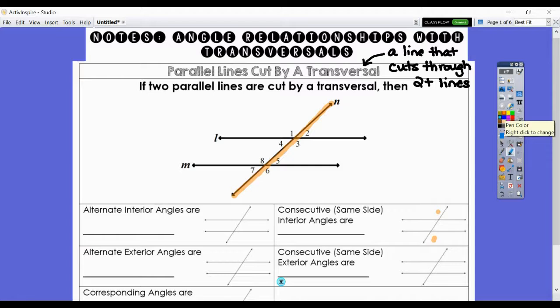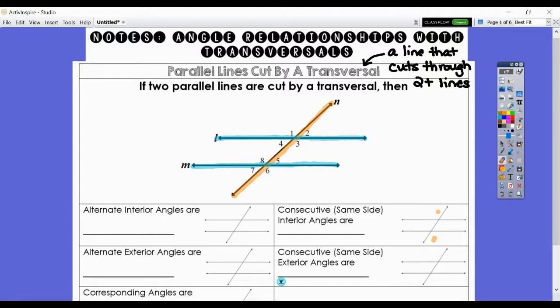And specifically in this case, if we read what we're given, if two parallel lines are cut by a transversal, well, the parallel lines here are going to be L and M. Those are going to be our parallel lines cut by that orange transversal of N. When this occurs, we're going to have the following five circumstances down here.